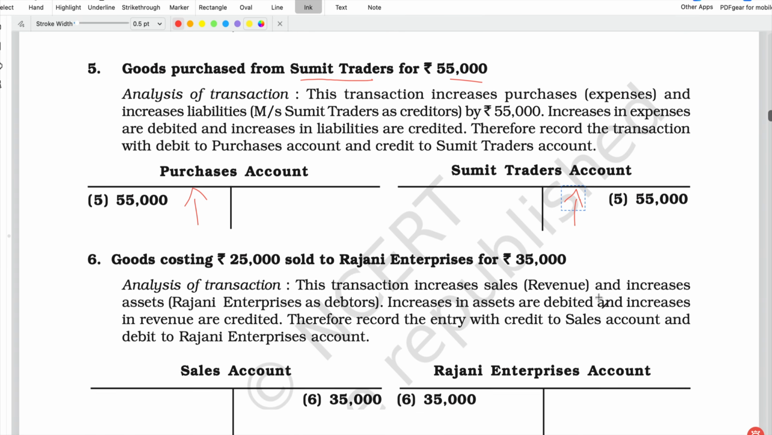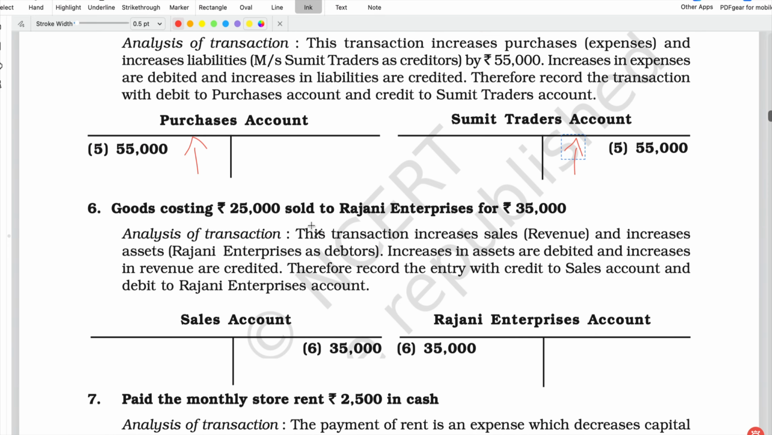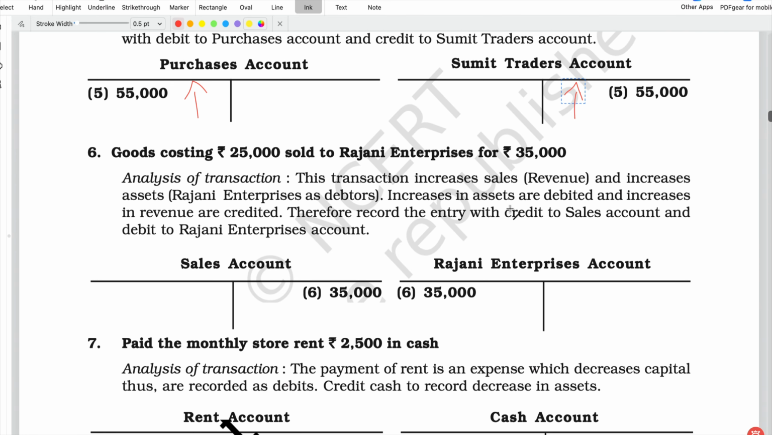Next, goods costing 25,000 sold to Ranjani Enterprises for 35,000. Here what's happening? There is this sales account. In the sales account, there is income, 35,000 is coming in. So there is an increase in income, so that will be credited.